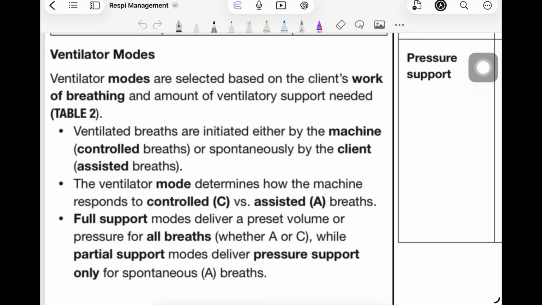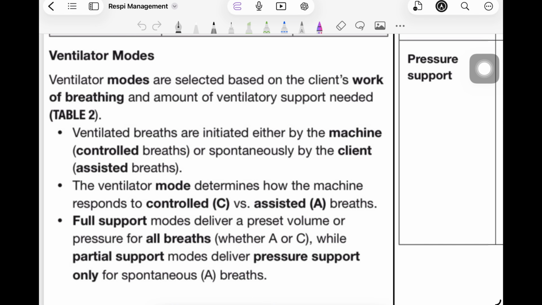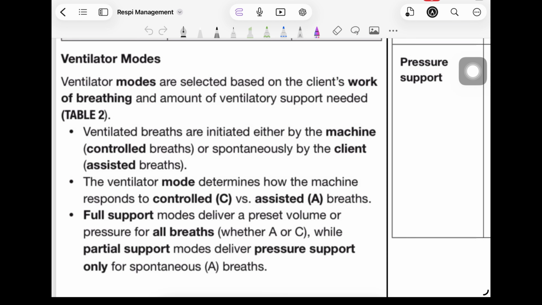Controlled breaths, guys, mean that the machine or the ventilator itself initiates the breath. While for the assisted breath, the one who initiates the breath is the patient. Then we also have the full support versus the partial support modes. Full support modes deliver a preset volume or pressure for all breaths, whether assisted or controlled. This means, guys, in full support, the ventilator assists every breath, whether the machine initiated it or the patient triggered the breath.